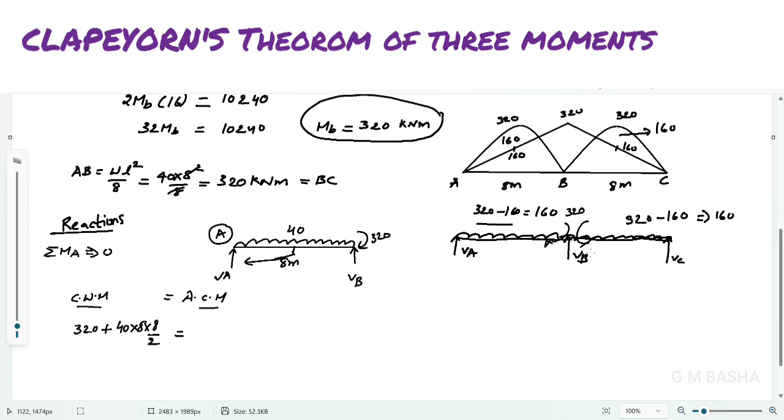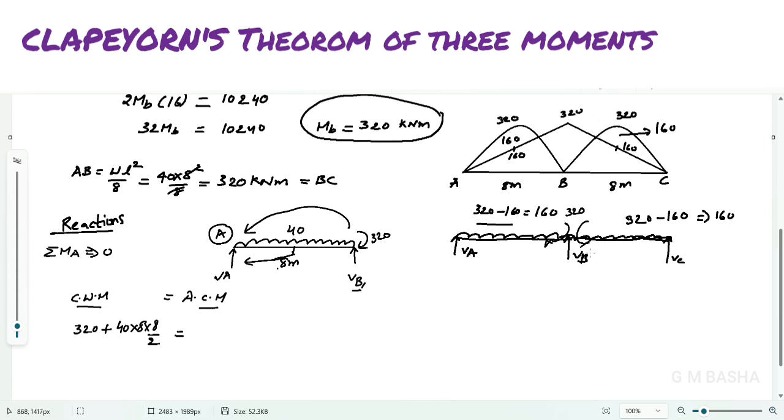This is VB. First of all, take this one as VB1, because for span BC again we take VB2 and VC. Finally we add VB1 and VB2 there. Okay, so this is acting upwards, and we have to resolve up to A. VB1 to A, that is force into distance.